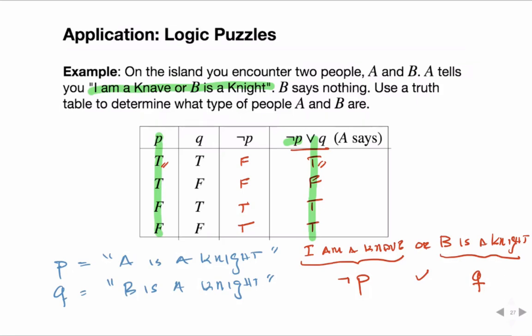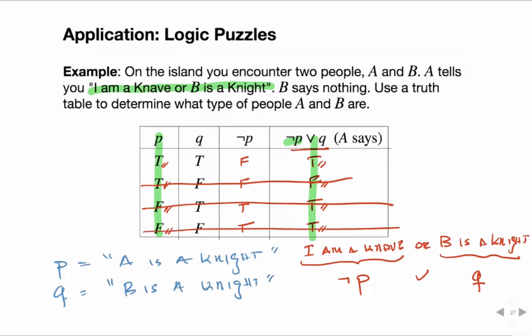That's okay. In the second row, P is true, which means A is a knight, but the truth value of the statement that A made is false, and that's inconsistent, so I'm going to cross that particular row out. In the third case, P is false, so that means A is a knave, but the statement that A made was true, and that's inconsistent, so I'm going to cross that one out. And in the last case, P is false, so that means A is a knave, and the statement that he or she made was true, and that can't possibly happen. That's inconsistent, so I'm going to cross that out.